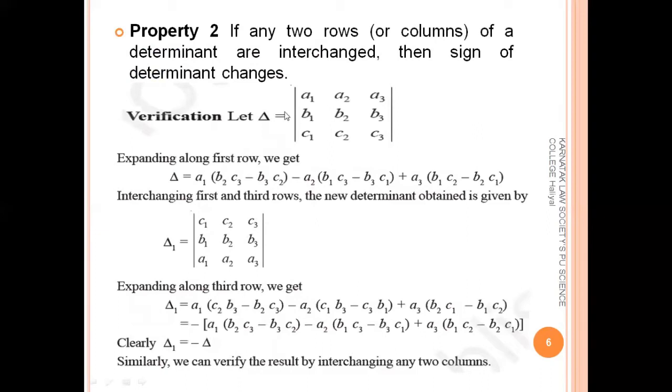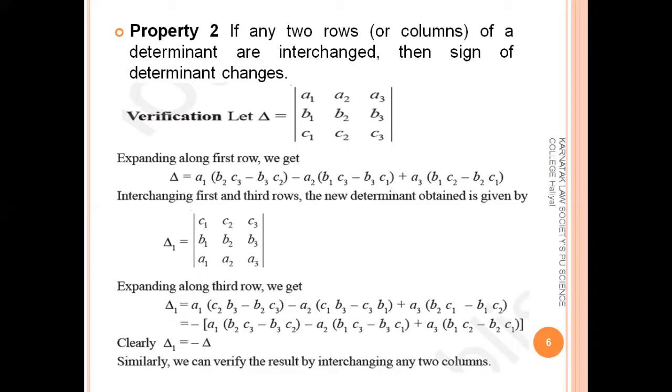Property 2. If any two rows or columns of a determinant are interchanged, then the sign of the determinant changes. If you convert all rows into columns, that is the transpose, the sign will not change. If you change any one row or column, or any two rows or any two columns, the sign will change.